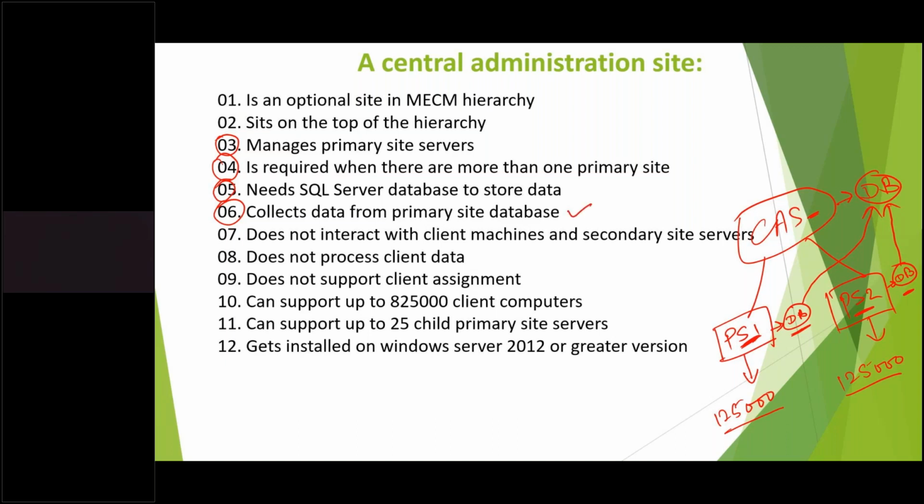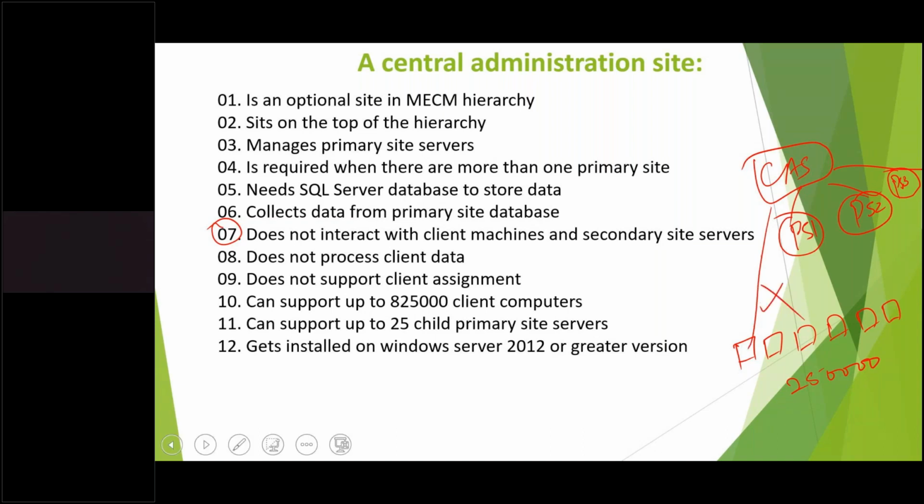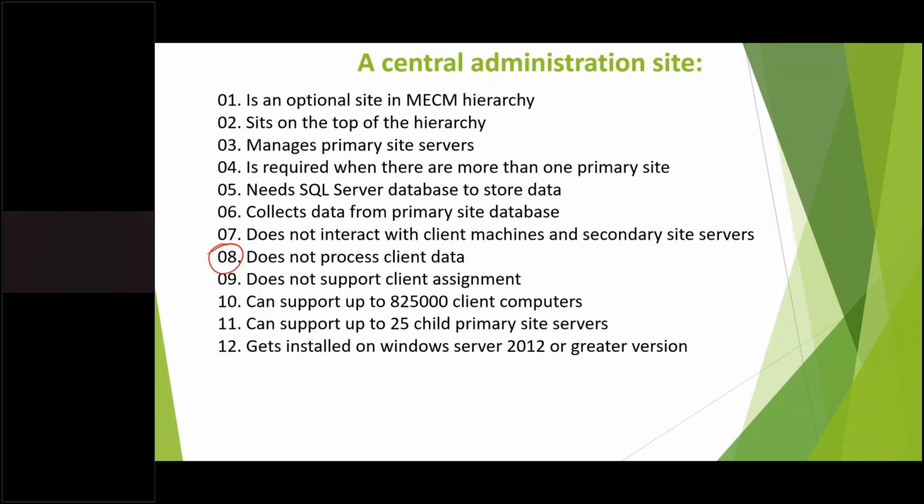Now it does not interact with client machines. For example, you have thousands and thousands of computers, like 250,000 devices, but they do not talk to central. Central will not have any communication with the devices. They will be talking to the primary and secondary, not to the central. Central will always be talking to primary, like primary 1, primary 2 and primary 3. For example, there are 3 primary site servers. It will be talking to the primary. It has got nothing to do with the client. It will not talk to the client machines. It does not process client data, does not support client assignment. So it has got nothing to do with the client.